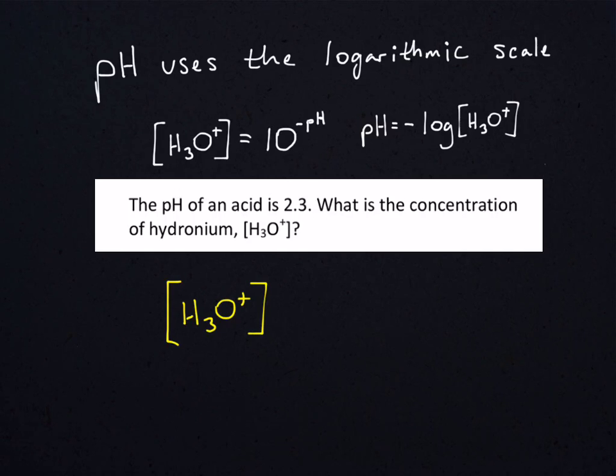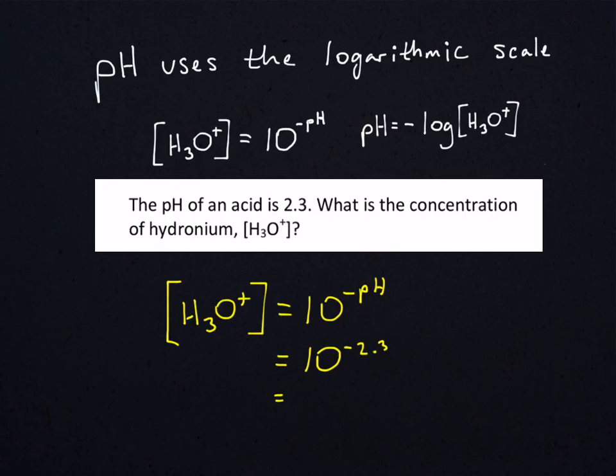Okay, so concentration of H3O plus is equal to 10 to the negative pH. Gang, look, is equal to 10 to the negative what? What's the pH of the solution? 2.3. So we're going to say negative 2.3. Go ahead and put that into your calculator.